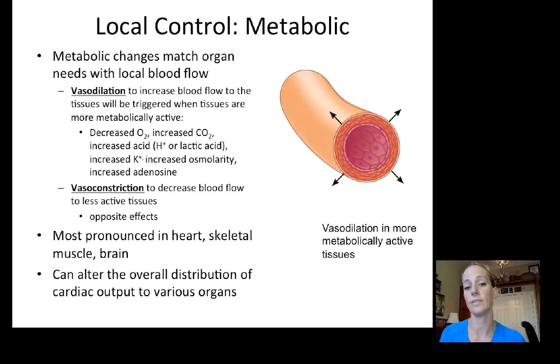In the absence of those signals, you will have vasoconstriction, which will decrease blood flow to the less active tissues. This type of vasodilation, vasoconstriction, is most pronounced in the heart, skeletal muscles, and the brain. It can alter the distribution to various organs and tissues. So I want you guys to circle this. This is local. Changes at a particular organ or tissue level that will cause vasodilation to get more blood to that specific tissue.